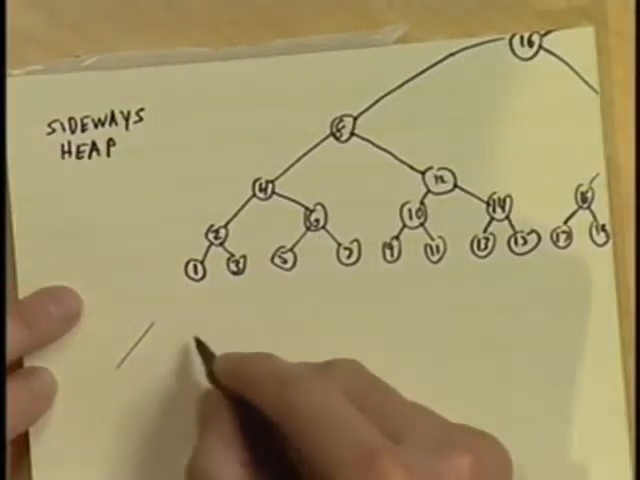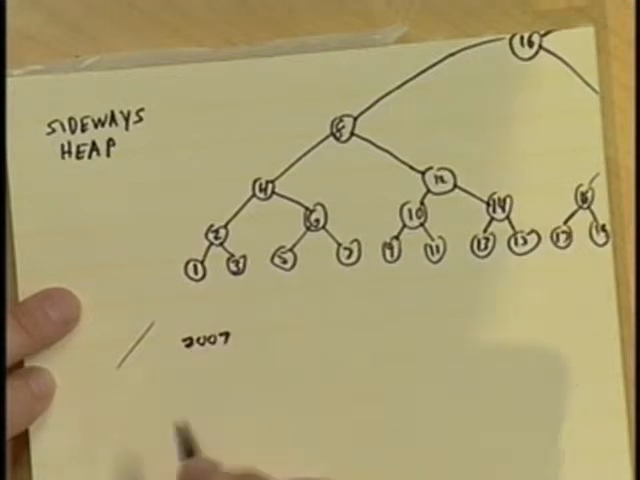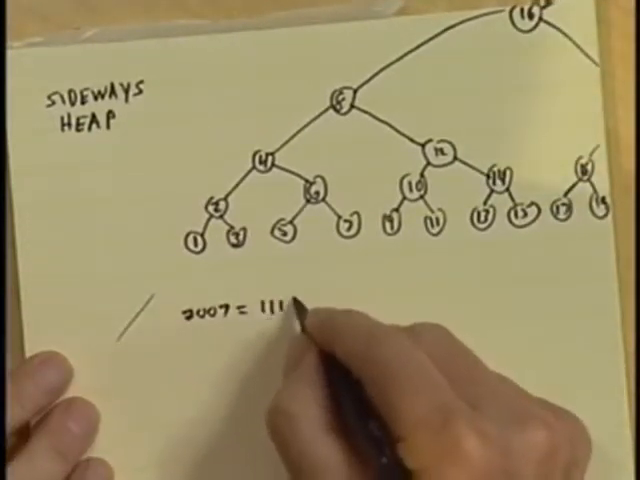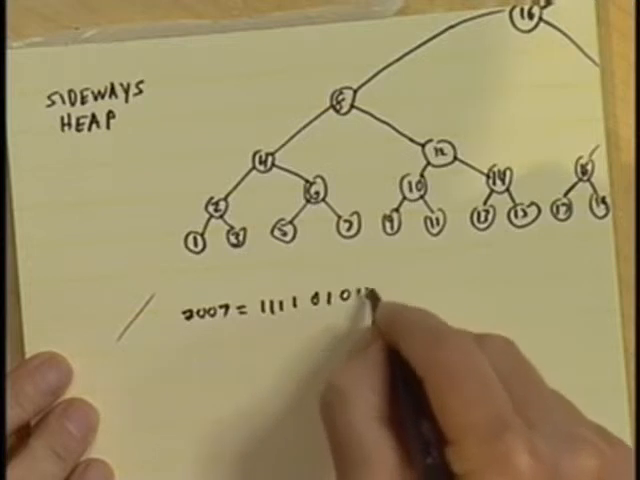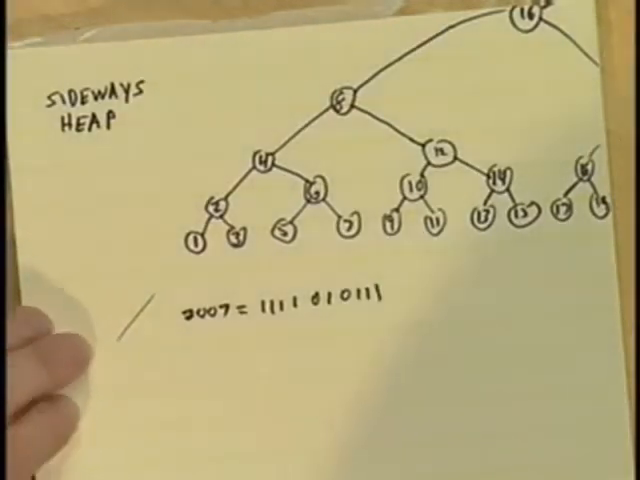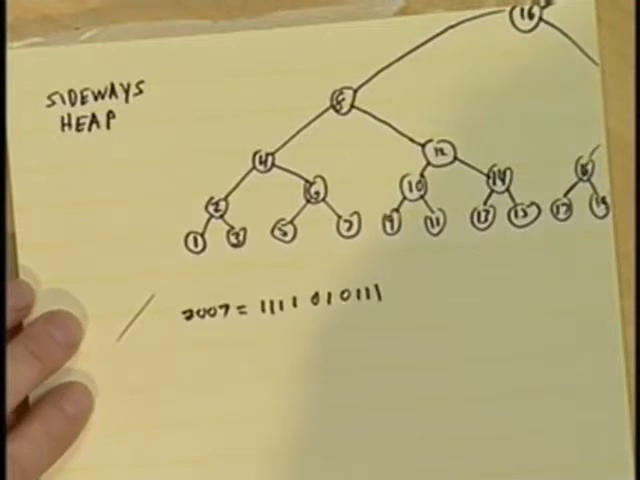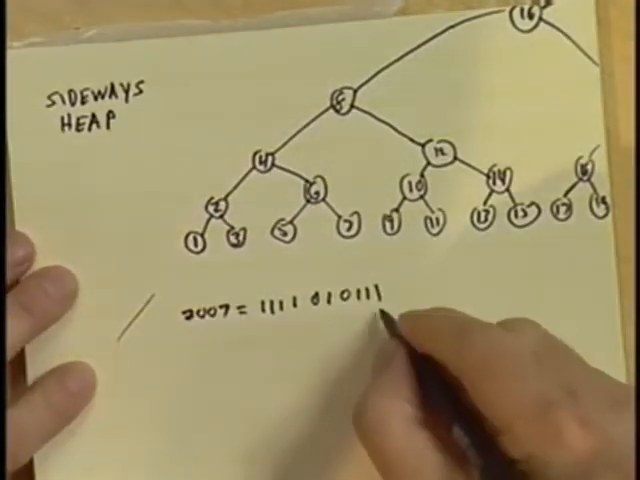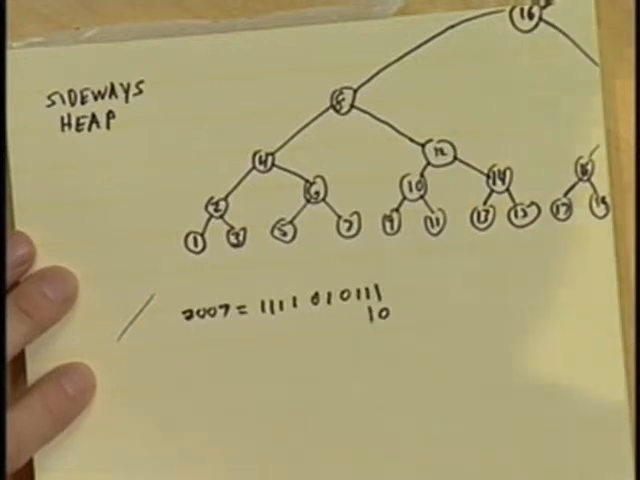So let's take 2007. That's a leaf. So put 2007 in binary: 1111010111, right? I don't know, I just happen to know that one. Okay. Now, what's the parent of this guy? It's going to have to be something that ends with a 0 and a 1 here.